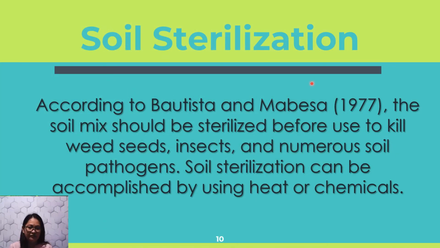According to Bautista and Mabeza, 1977, the soil mix should be sterilized before use to kill weed seeds, insects, and numerous soil pathogens. Soil sterilization can be accomplished by using heat or chemicals. To ensure the safety of seedlings from soil-borne diseases, the growing media should be sterilized to protect the seedlings from the attack of damping off, which commonly destroys young seedlings in seed boxes or in seed beds.